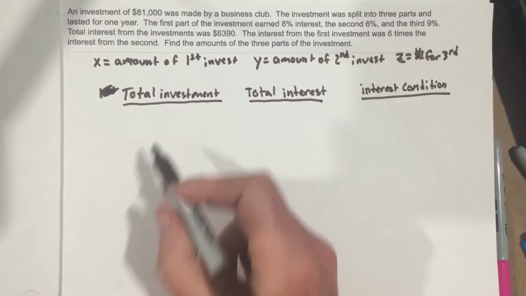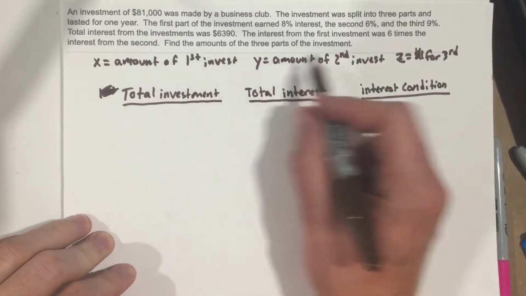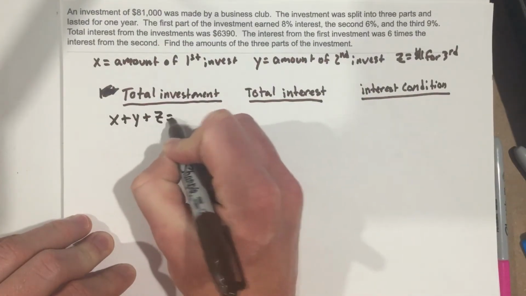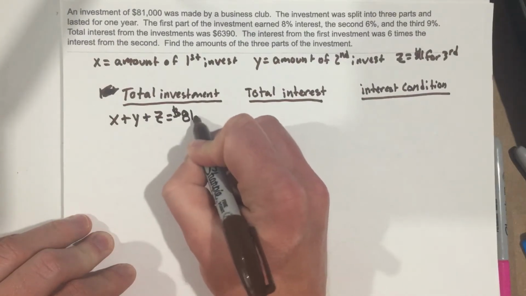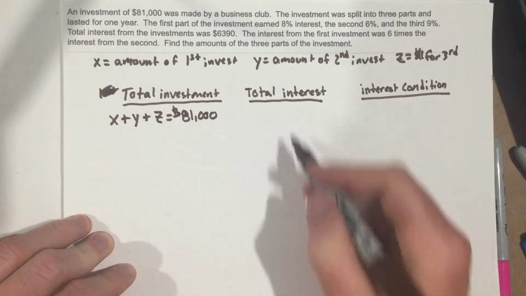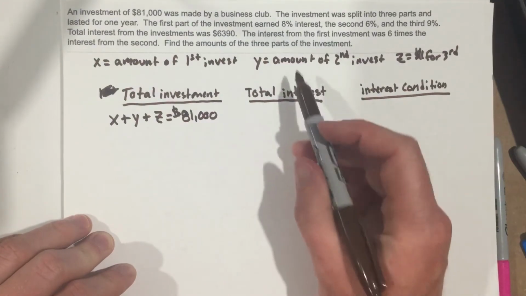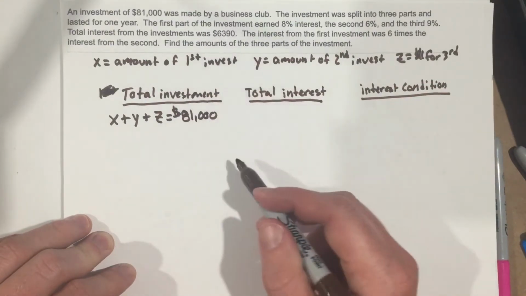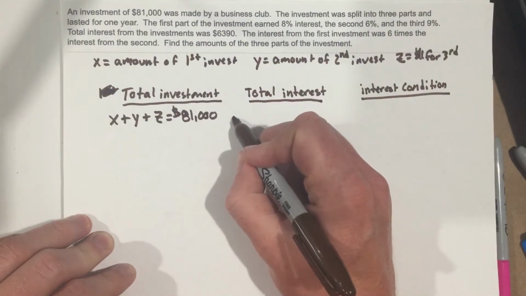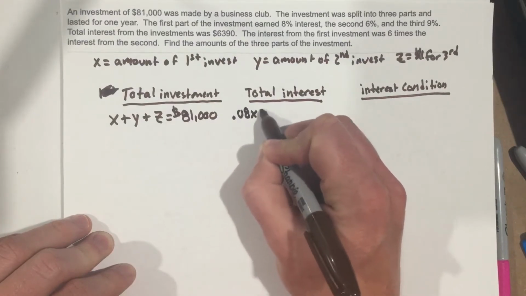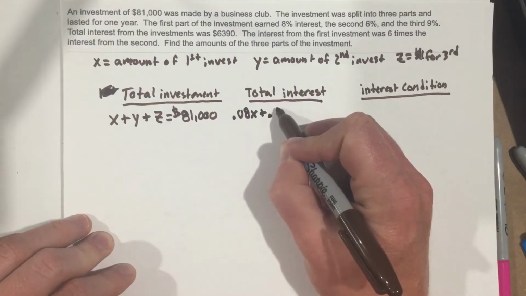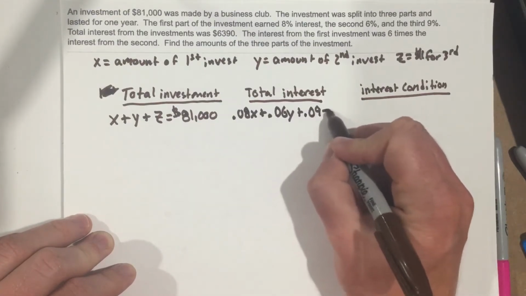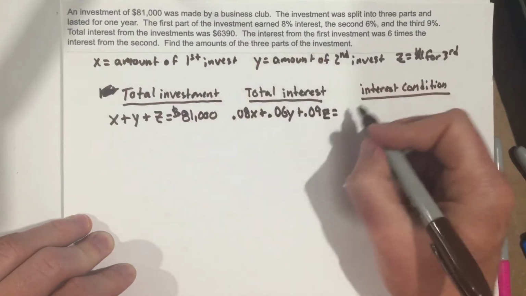All right, let's start with the total investment. That's the easy one. If we take each of these and add them up, we get 81,000. So X plus Y plus Z equals 81,000. For total interest, it's also easy because we take the percentages, add them up, and we get the total that was made in interest. So we take 0.08x plus 0.06y plus 0.09z equals 63.90.